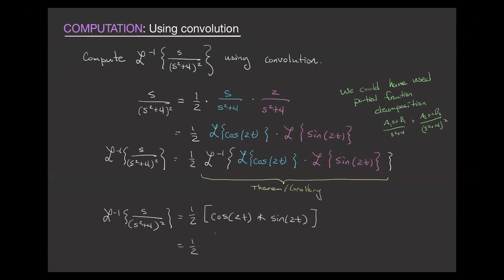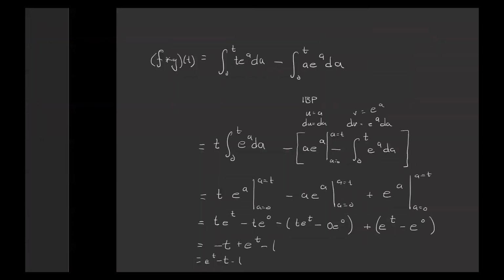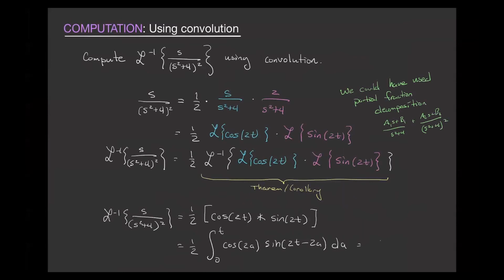So you could set up the integral, which just for reference would look like this: cosine 2a times sine of 2(t minus a) da. You could use a similar identity to the one we saw in the first computation we did with the convolution, but that's really it. In fact, I think we might even know exactly what this is. I think we can just substitute 2 for 4, and what do we get? t sine of 2t over 2. Yeah, because just the 2 gets switched with 4. And now we were able to avoid all of that partial fraction manipulation.